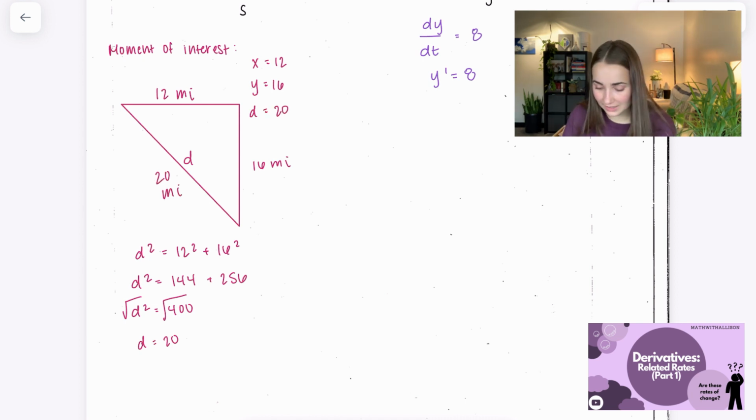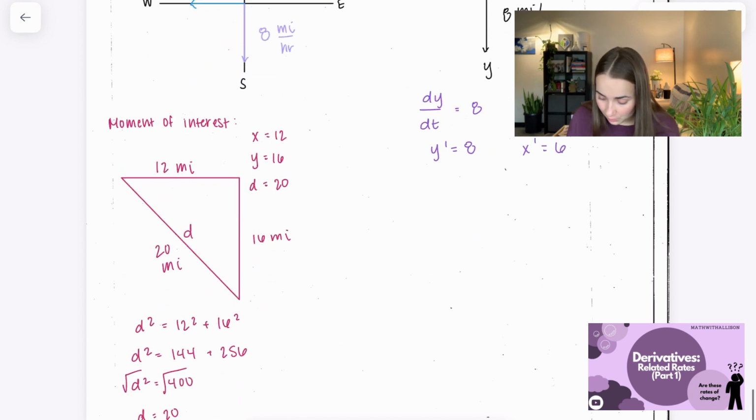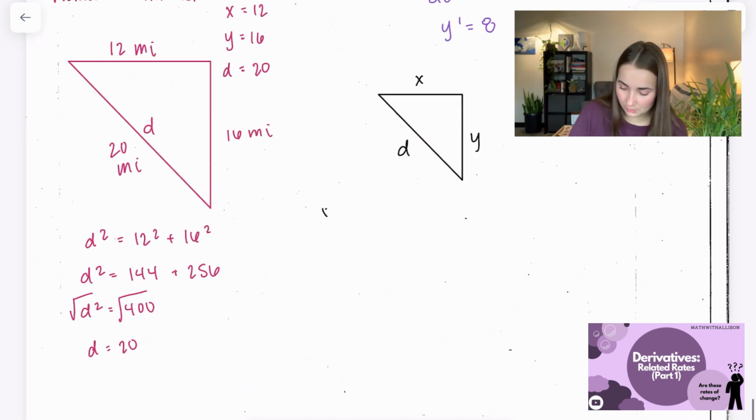So we're going to go ahead and use this in order to calculate the rate that the distance is changing at 2 hours. So if I wrote this in general, we're going to have a general triangle just like this. And so the equation for this triangle is going to be x squared plus y squared equals the distance squared. But remember, we're going to take the derivative of this all in terms of time.